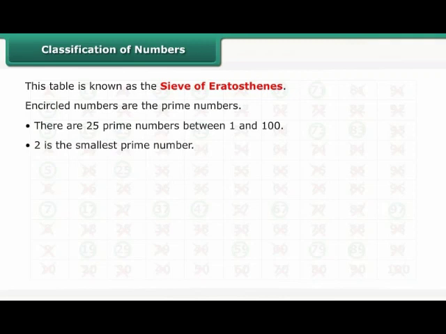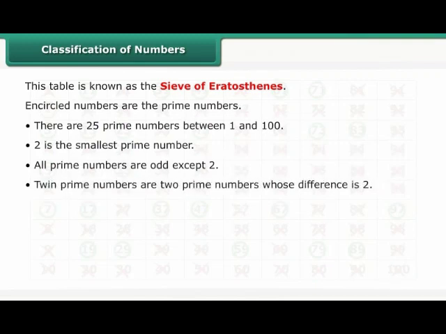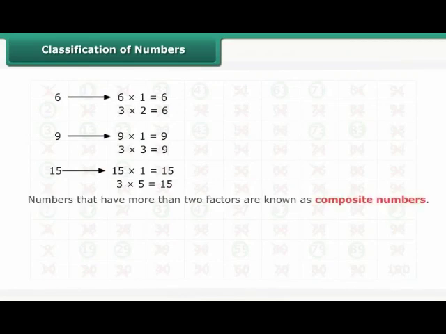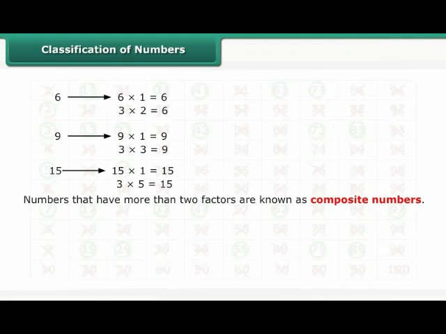2 is the smallest prime number. All prime numbers are odd except 2. Twin prime numbers are 2 prime numbers whose difference is 2. Let us look at some more numbers and their factors. All these numbers have more than 2 factors. Numbers that have more than 2 factors are known as composite numbers.